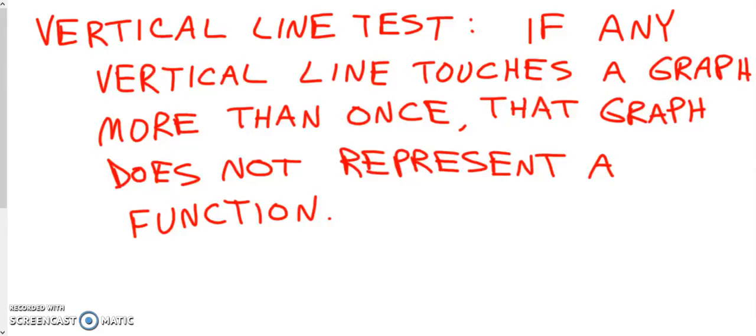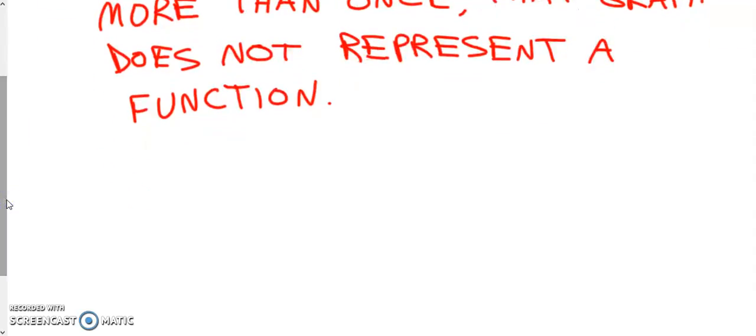Next, the vertical line test. If any vertical line touches a graph more than once, that graph does not represent a function. Why not? Right, because there would be an element in the domain that would have multiple elements in the range that it would map to if a vertical line touches the graph more than once. The domain would repeat. So, let's briefly use the vertical line test.